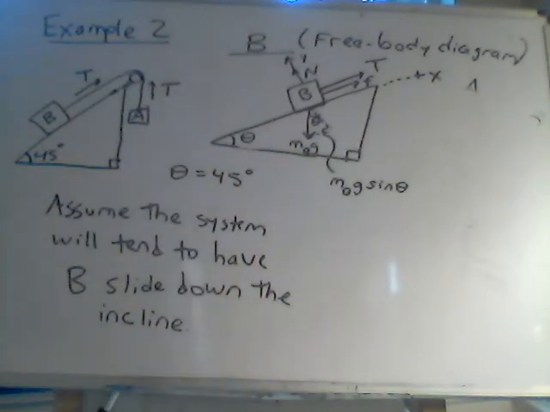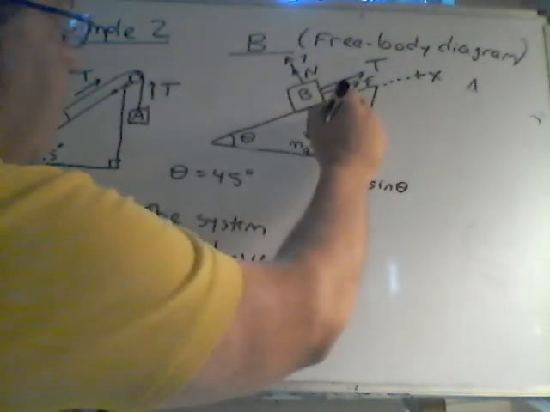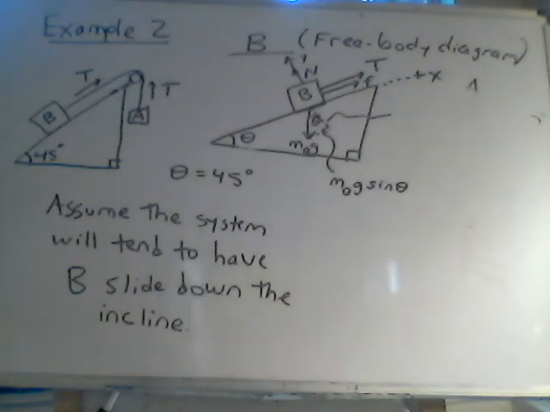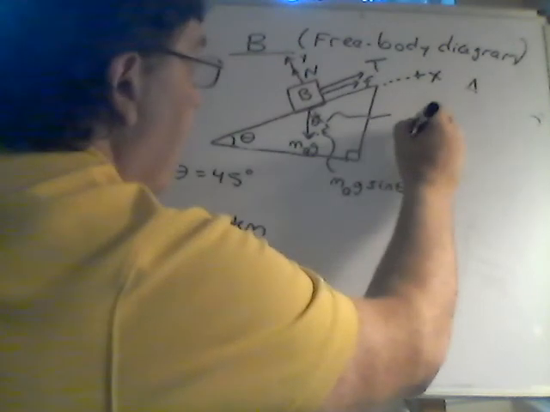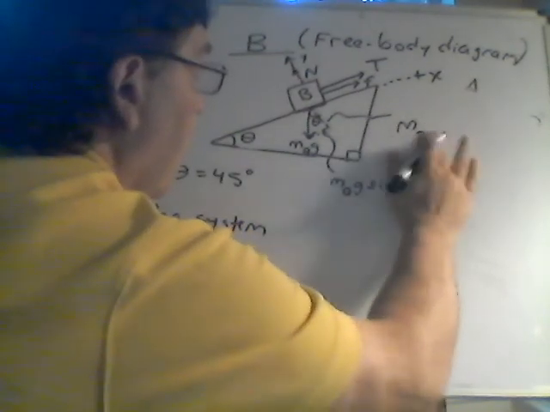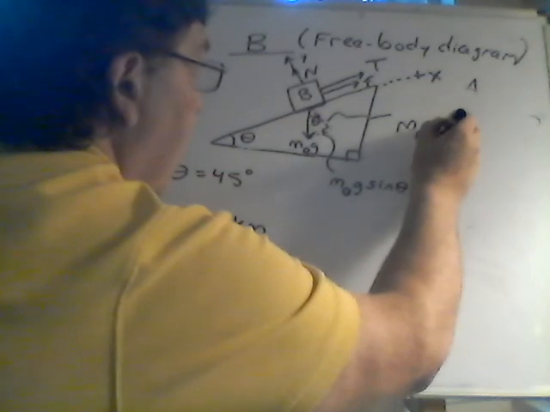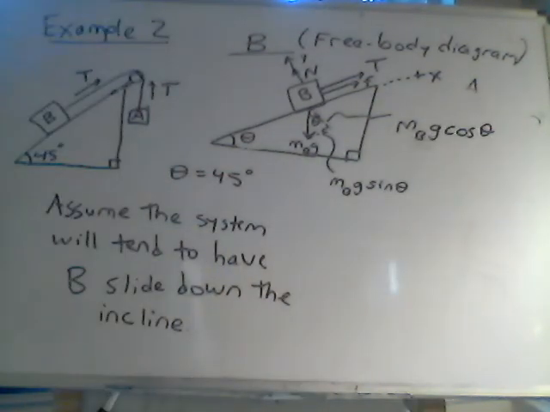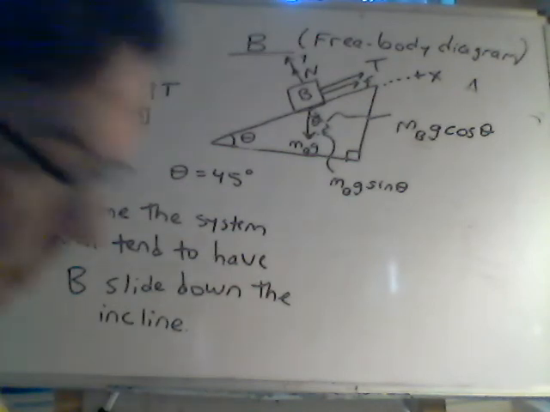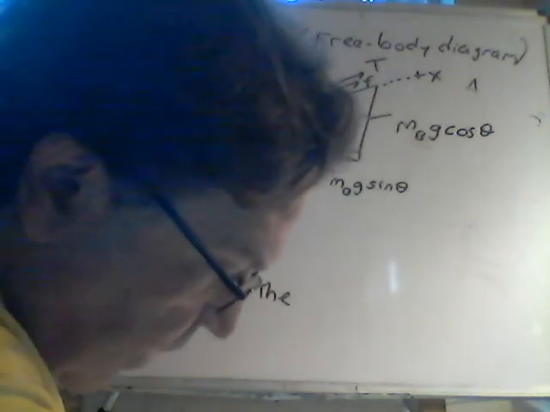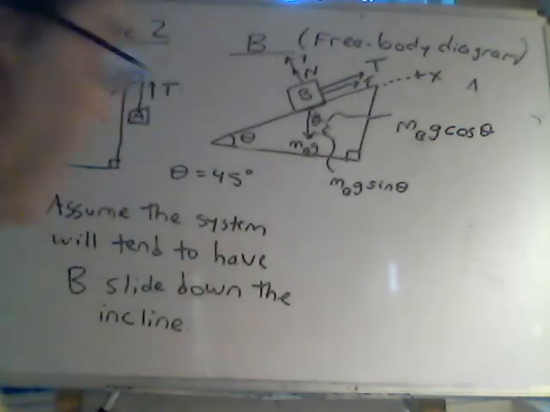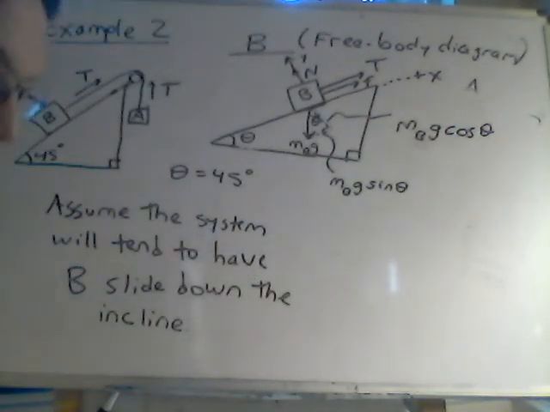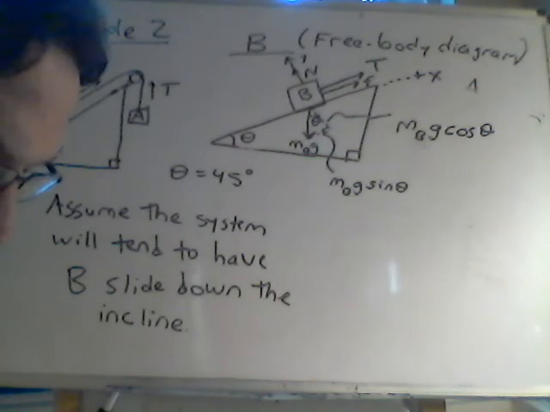Okay, so we know that. And of course, the component along the new y direction will be M sub B G cosine of theta. All right, so again, we're breaking this thing out. And so the first problem is essentially telling us, find the acceleration of the system if B is initially at rest. So right now, B is initially at rest. That means that B is initially not moving.